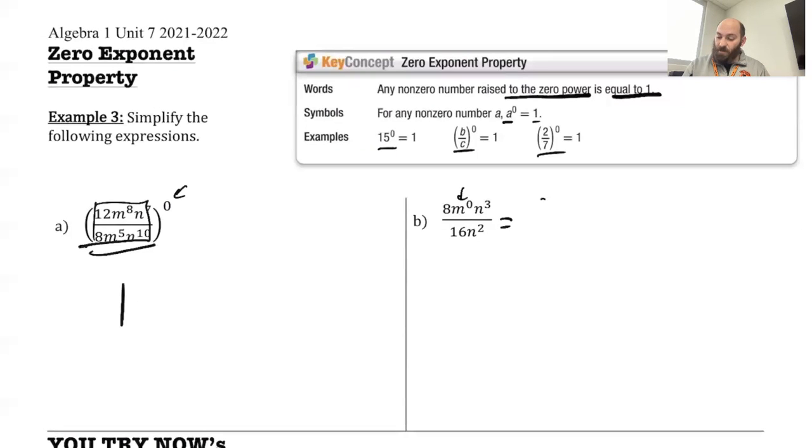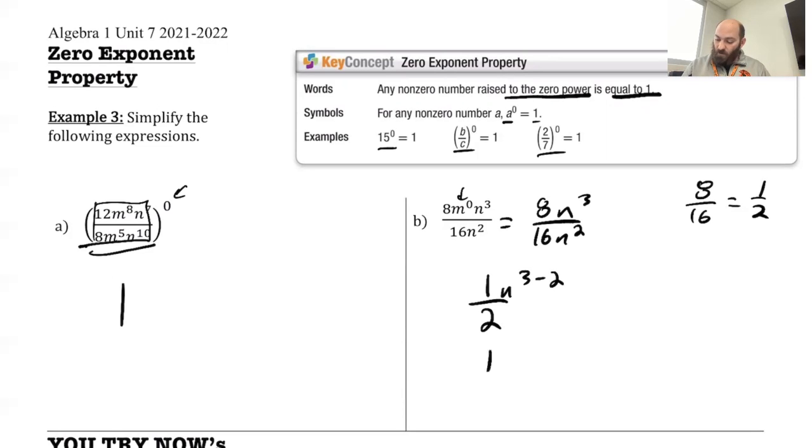So if I apply that, it's going to turn into 8n to the 3rd power over 16n to the 2nd power. I've got a fraction again. I've got 8 over 16, which is equal to 1 over 2. So I'm going to do that. It'll be 1 over 2. I have a quotient of n cubed over n squared. So that's going to be n to the 3 minus 2 power. So that's going to give me 1/2 n to the 1st power. Okay, and I don't have to write to the 1st power. I could just write 1/2 n. And that's it.